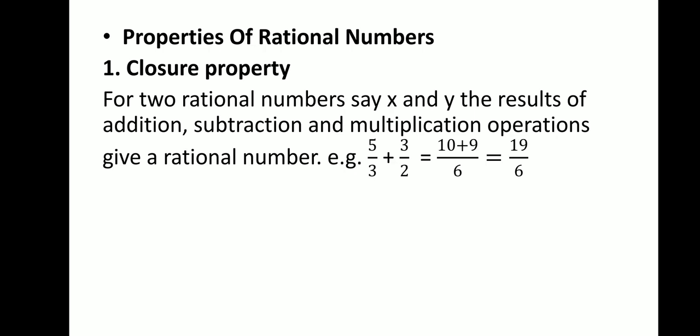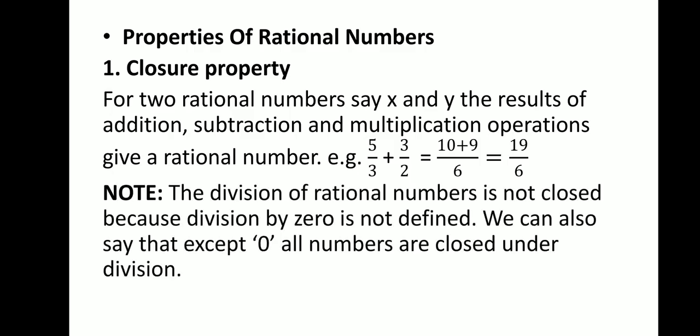I have taken one example of addition, like if I need to add two rational numbers, and we have studied how to add two rational numbers. The very first step is we are supposed to take the LCM. Then after solving, I will be getting again a rational number. So it is verified that addition is closed for rational numbers. Same is the case for subtraction and multiplication.